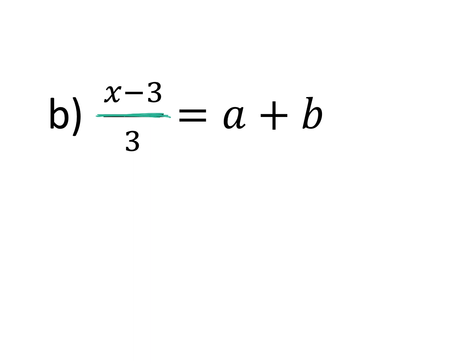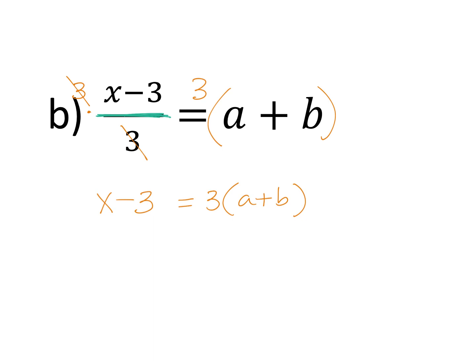Who wants to tell me what they got? Anybody? Nobody? You're going to be bashful. Okay, who wants to tell me what they did first? What was your first step? Multiply by 3. So if I multiply by 3 here, 3 over 3 is 1. But then I have to multiply by 3 on the right using what? Parentheses. We need to multiply the whole thing by 3, okay? So we have x minus 3 on the left equals 3 times a plus b, okay?